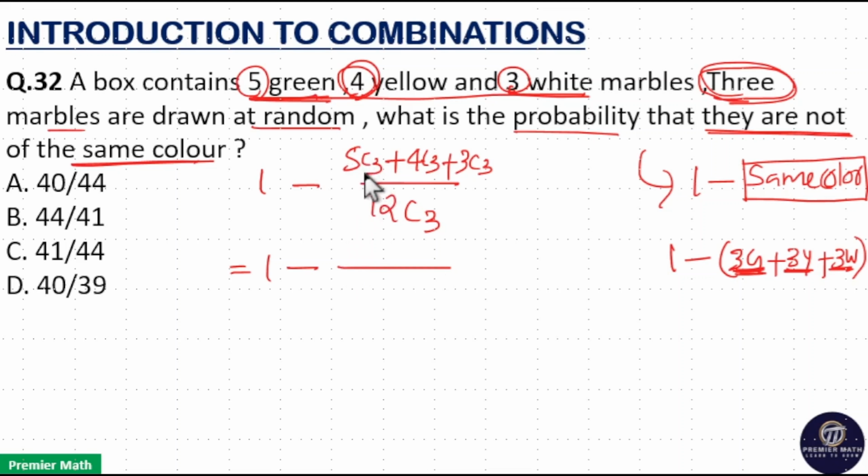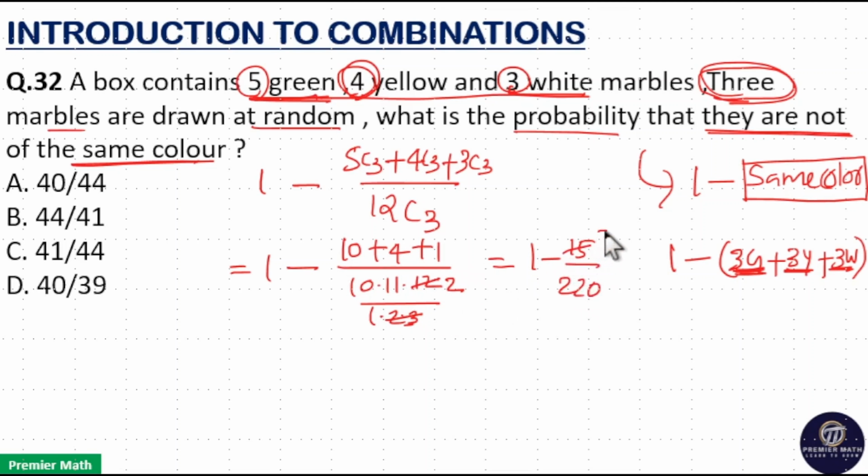Now, this is equal to 1 minus 5C3 means 4 into 5 by 2, that is 10. 4C3 means 4. 3C3 means 1. Divided by 12C3 means 9 cancel, remaining 10 into 11 into 12 divided by 3 factorial. Now 2 into 3, 6. 6 goes 2 times in 12. So this is equal to 1 minus 15 divided by 220. 5 goes 3 times in 15, 5 goes 44 times in 220. So 1 minus 3 by 44 means 41 by 44.